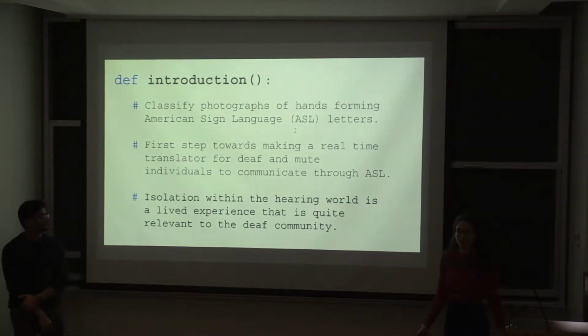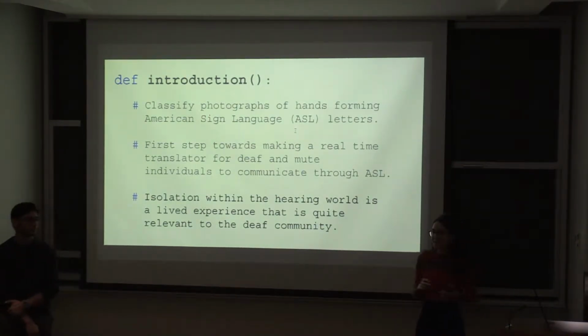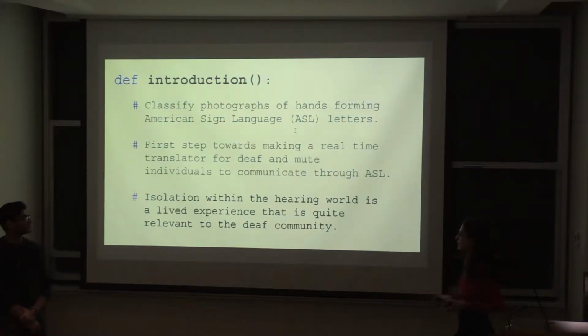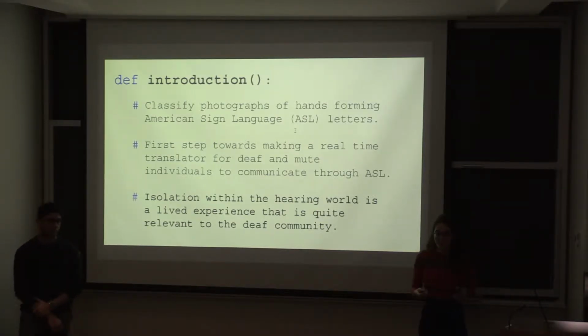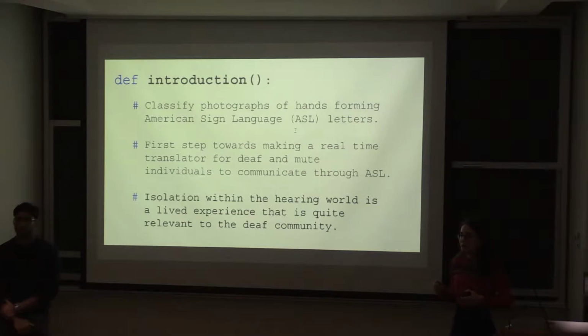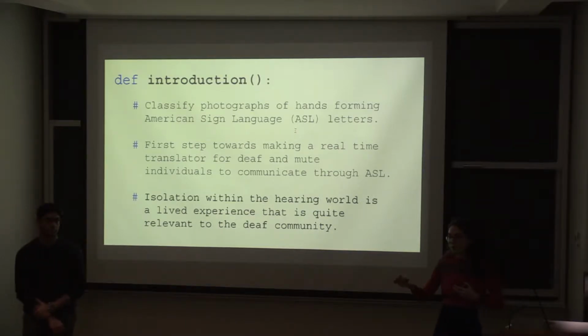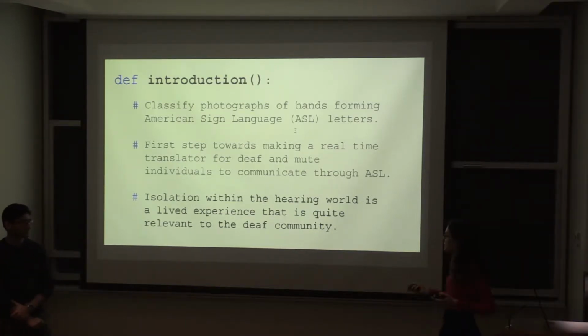So the goal of this project is to create a neural network that, given an image of someone signing a letter from the American Sign Language alphabet, classifies which letter of the alphabet it is. The motivation is to bridge a gap between the deaf community and the hearing community, as isolation is a very real sentiment felt within the deaf community, and also to build a building block for further implementations of such a device.